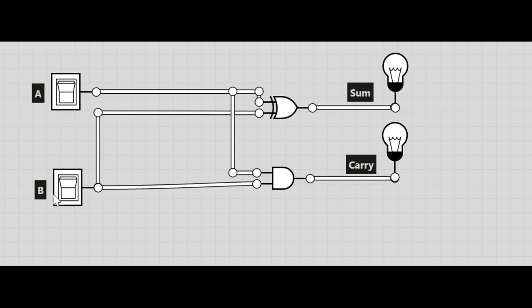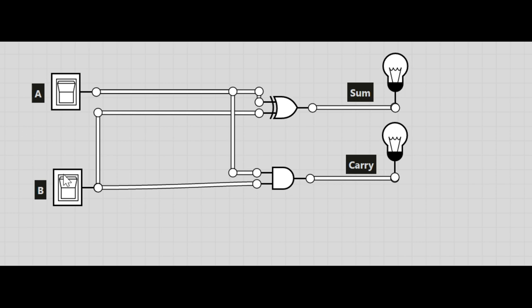Now the inputs A and B, initially both are 0. You can see the switches are in off position and therefore the outputs are also 0, 0. The lights are not glowing. Since the input A is 0 and B is 0, both the inputs of XOR gate are 0, 0, because one is A and the other is B. So 0 XOR 0 means output is also 0, therefore sum is 0. In the case of AND gate, again one input is connected to A which is 0 and the other input is connected to B which is also 0. So 0 into 0, the AND operation is also 0. So sum is 0 and carry is 0.